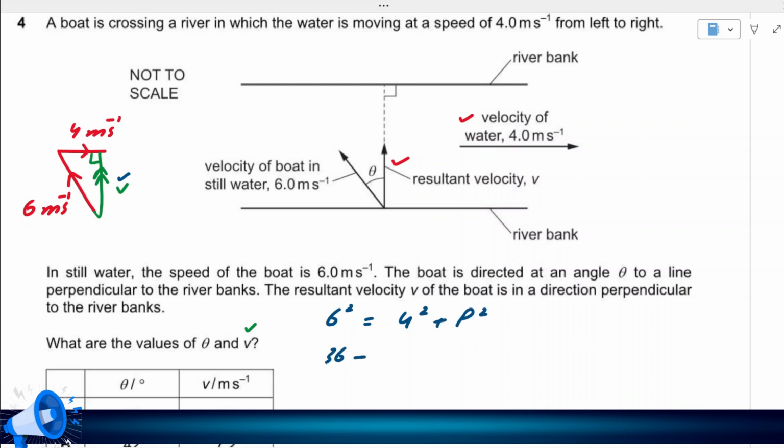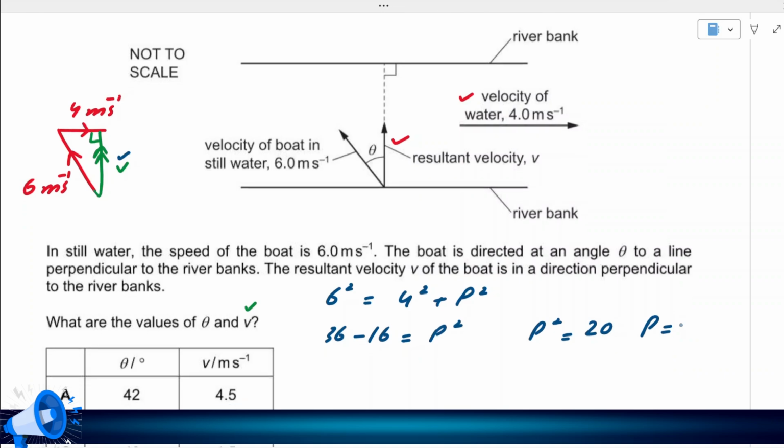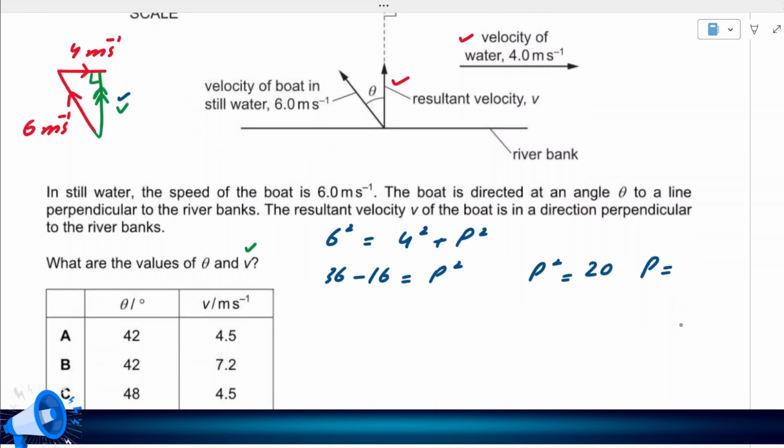So 36 minus 16, somebody must be having the calculator. So p square equals 20, and the square root of 20 can't be 7, so it should be 4.5. So 4.5, option B and D eliminated.